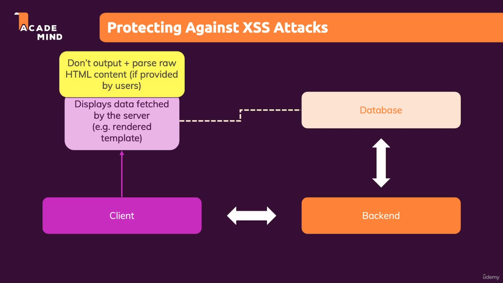So if you're outputting user content somewhere on your page, you should not take the raw HTML code and parse it as such, or hand it to the browser to parse it as such. Instead, you should escape it. And escaping the content simply means that certain features of HTML will be disabled, or the entire HTML block will actually be treated as raw text instead of HTML.